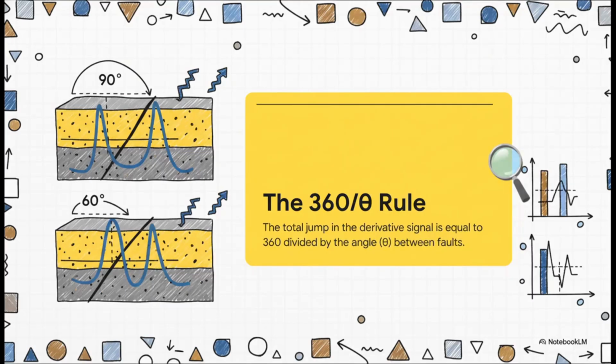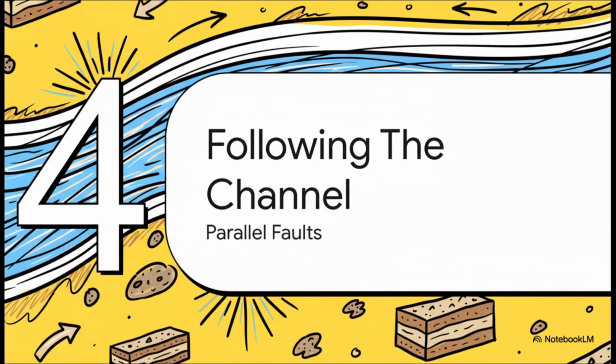And what's amazing is that there's this really elegant mathematical rule for this. It's called the 360 over theta rule. The total jump in your signal is simply 360 divided by the angle between the faults. So for our 90-degree corner, 360 divided by 90, that's 4. If the angle was 60 degrees, the jump would be 6x. This little rule lets engineers calculate the angle of a corner they will never, ever be able to see. It's incredible.